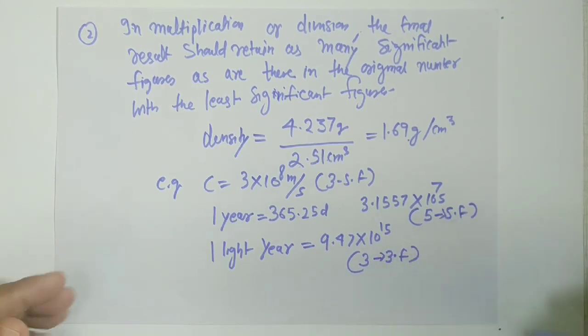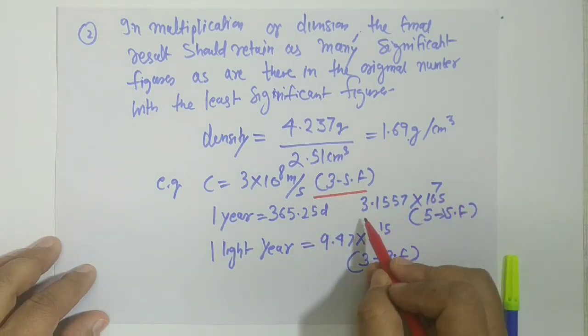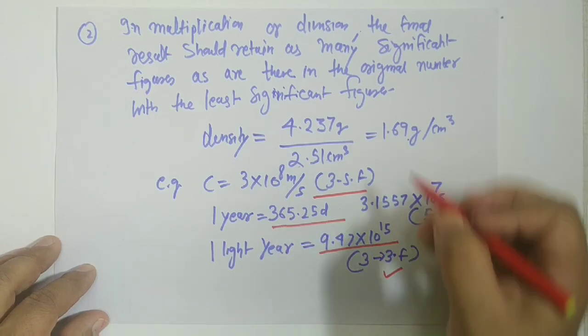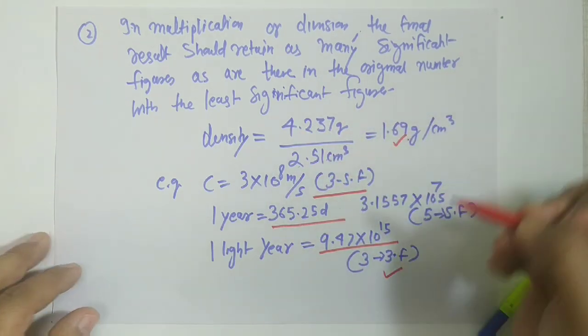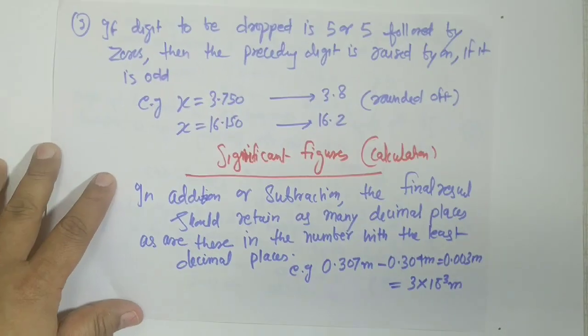So the thing is that the least number of significant figures should be there. This is the speed of light, this is in 1 year, and this is in 1 light year. So 3 significant figures are the least to be represented. So in multiplication or division it is a different rule, and in addition and subtraction it is a different rule. These are the rules for significant figures. You can go through them, that is how we talk about significant figures.